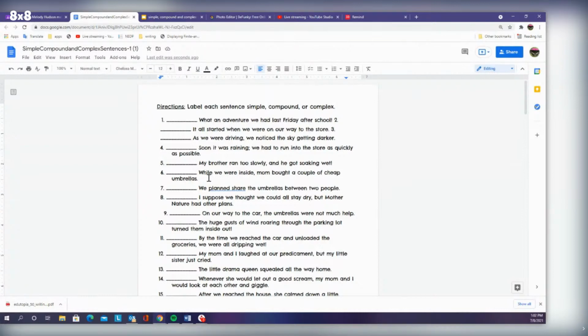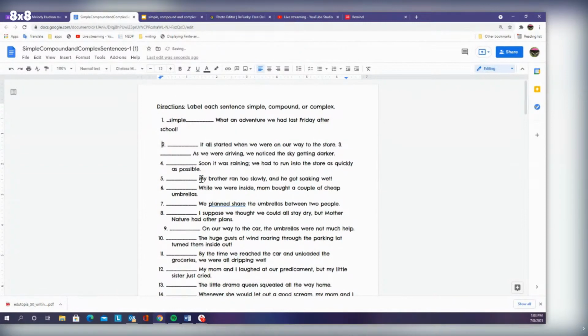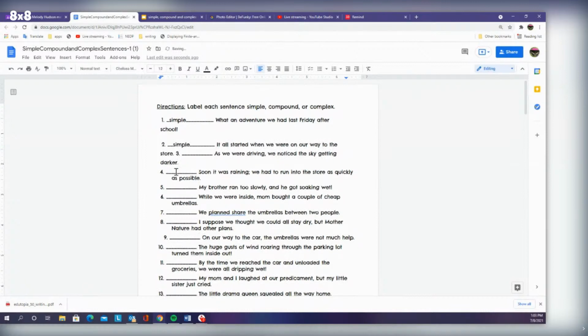So we have a subject and a verb, right? The subject is what? The adventure. And when we had, last Friday after school. Simple sentence, y'all. Beautiful. Now, next one. It all started when we were on our way to the store. Simple sentence, subject and a verb. I'm going to skip a space there too.